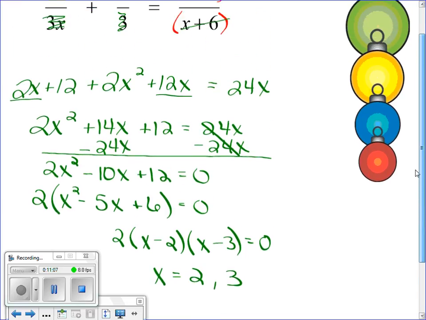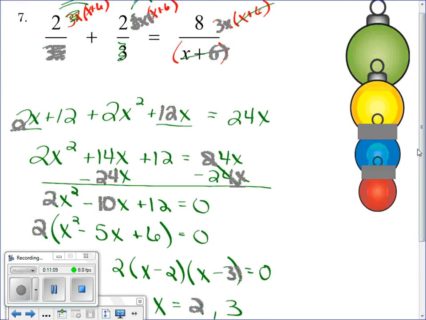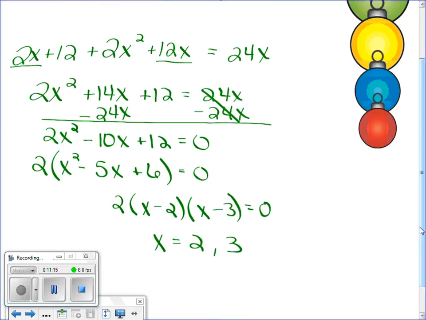Last step is check for extraneous. What would your restrictions have been? 0 and negative 6. So my answers, they're good.